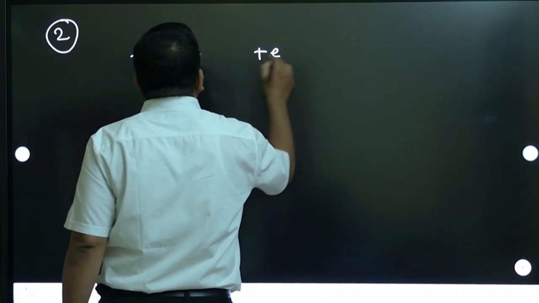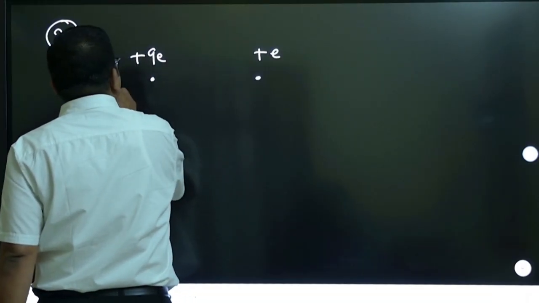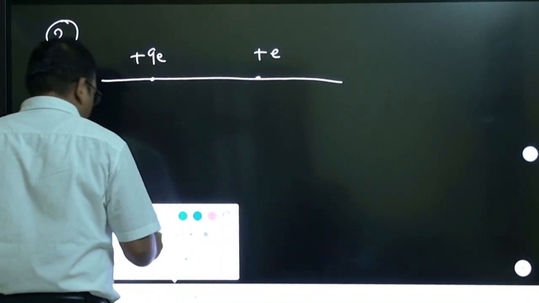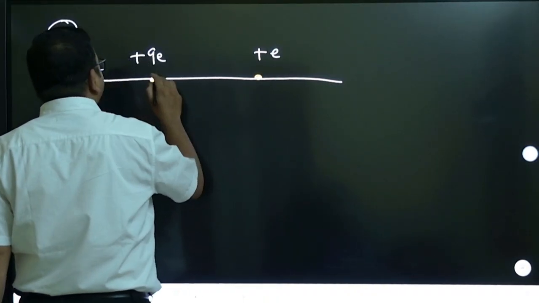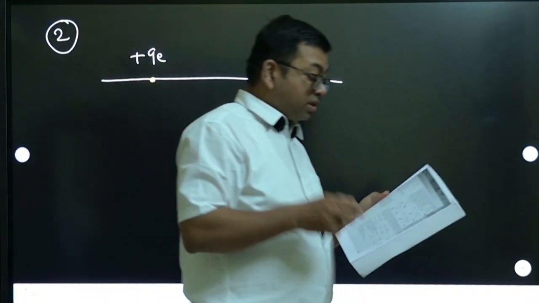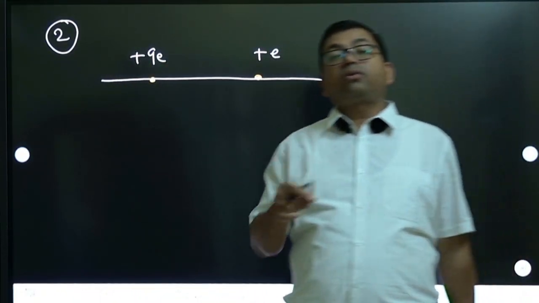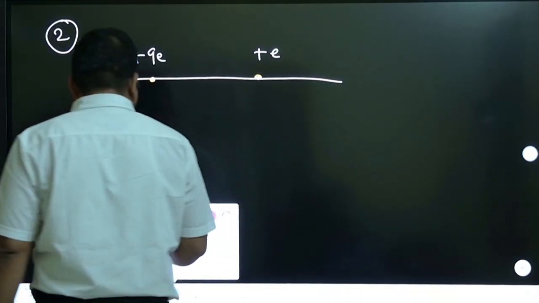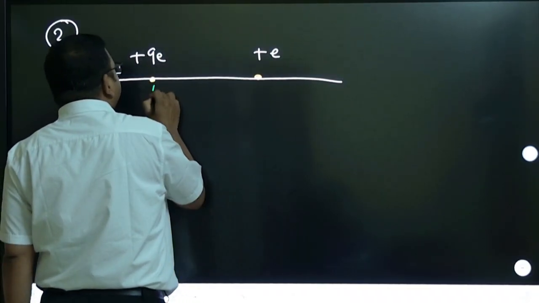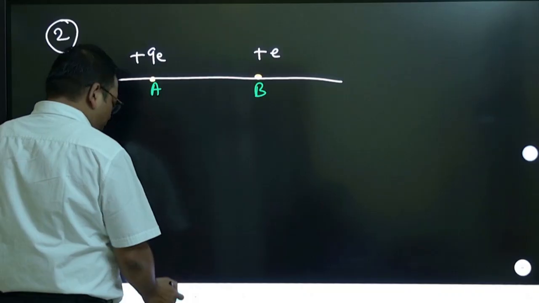Question number 2. Two point charges plus 9e and plus e are kept 16 centimeter apart. Where should a third charge be placed so that it is in equilibrium? Okay, so there is a charge of plus 9e and there is a charge of plus e. Let us say this is the line joining these two charges and they are similar charges. So where should we keep another charge q, so that small q should be in equilibrium? If you take for example somewhere here, but definitely you need to keep it in between.